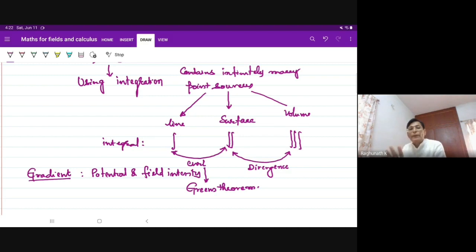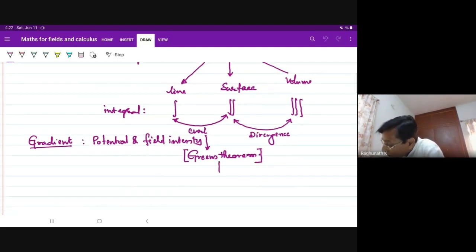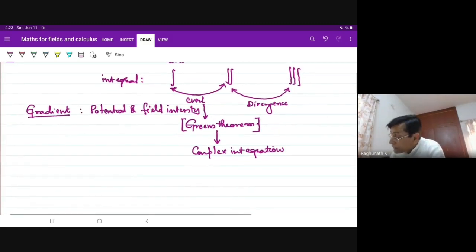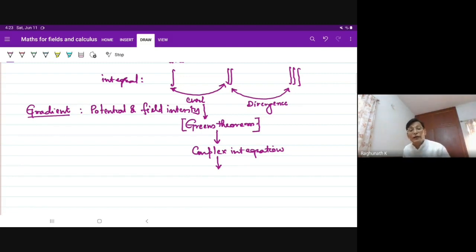So we are targeting many topics here. Only if you understand Green's theorem, we will be able to get into complex integration. While talking about complex integration, we will really see the Z transform in complex integration, right? The other part of Z transform we will see only as a part of complex integration.